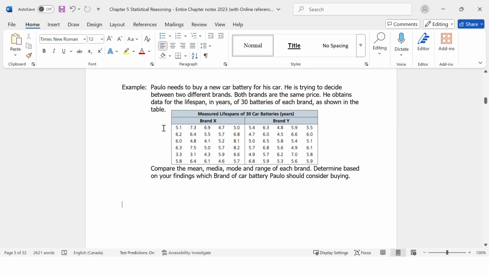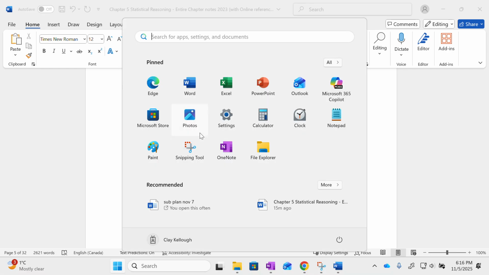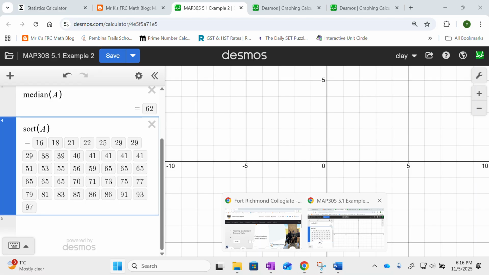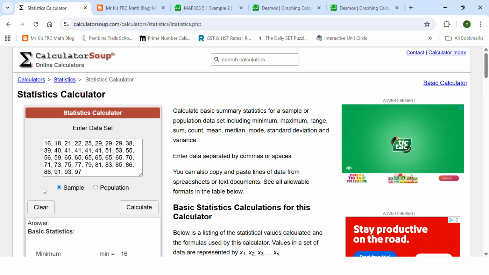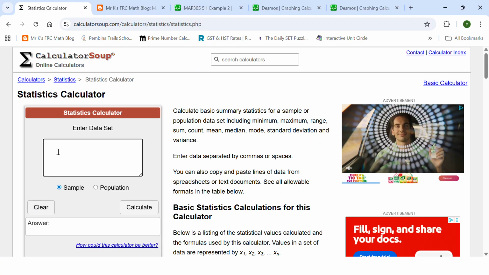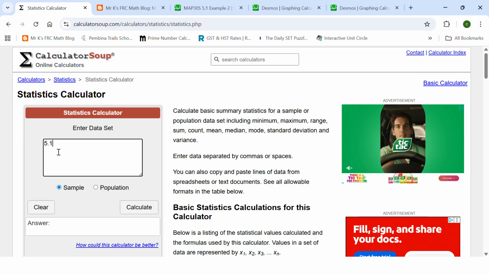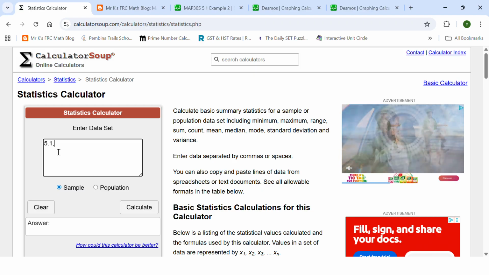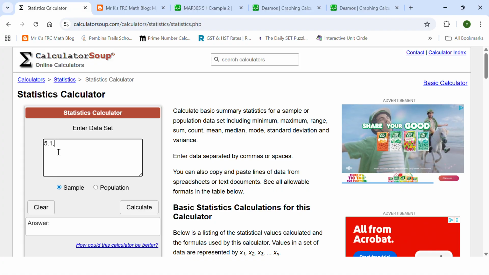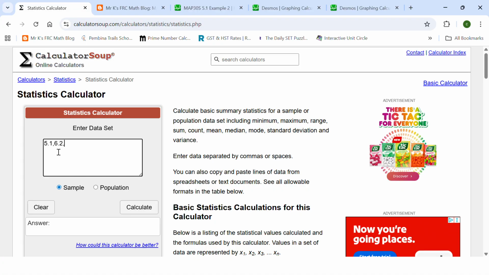I'm going to try this. Oh no, you know what? I'm not going to try this because it might mess up my recording. I was going to say I could take a snip of this. Some of you might be able to take a photo of just this section, then go to your Calculator Soup, clear all that, and paste it in there. Otherwise, you're actually going to have to sit there and type in 5.1, comma, 6.2, comma, and oh yes, this will take you a while. So we won't sit here and do this on this video. It'll be an hour-long video.